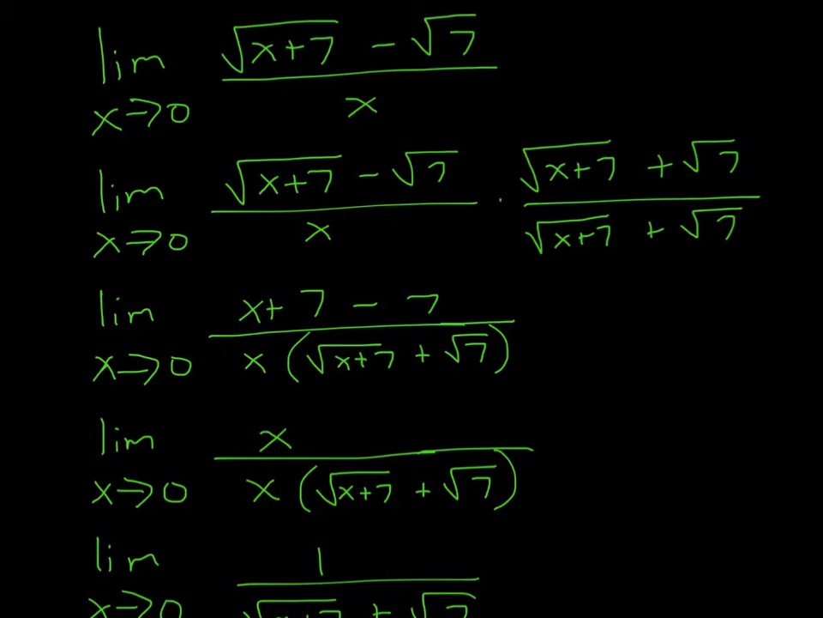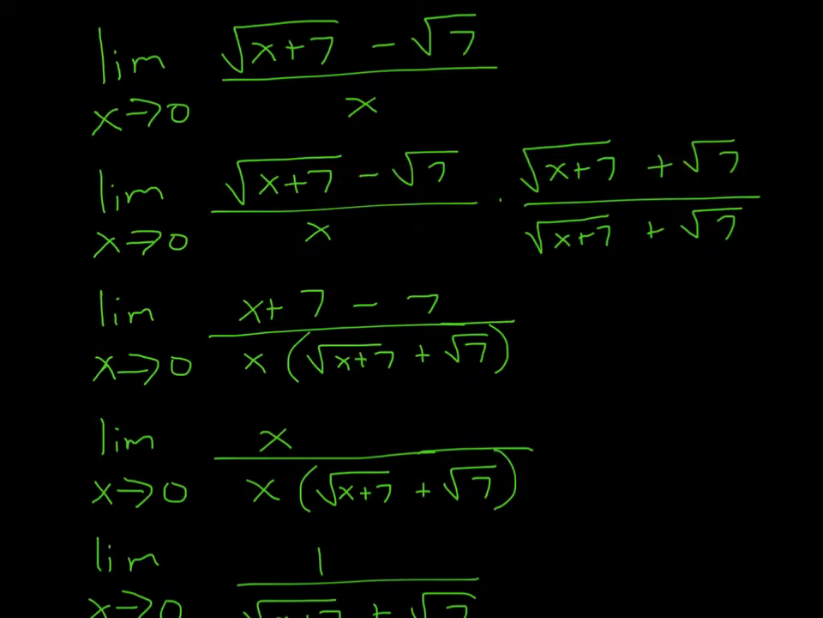In this problem, you have the limit as x approaches 0 of this function. Since you have two square roots, what you're going to do is multiply the top and the bottom by the same square roots, except that the sign is going to be the opposite. It's going to be plus instead of minus. If this was plus, then this would be minus.